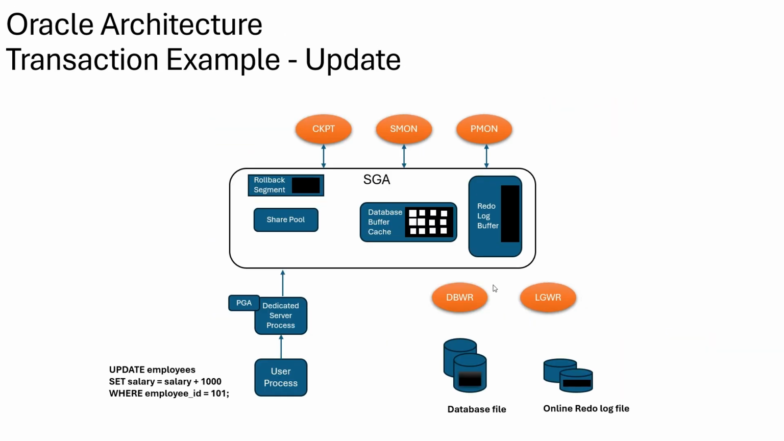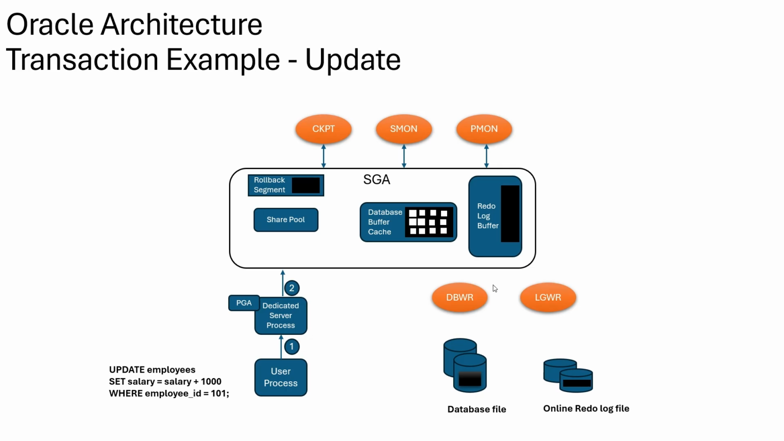When you execute an update query, in step one the connection to the server is established. The PGA is allocated, and the statement is sent over to the server. In step two, the server checks the shared pool for a parsed statement. The statement is parsed and put in the shared SQL area.